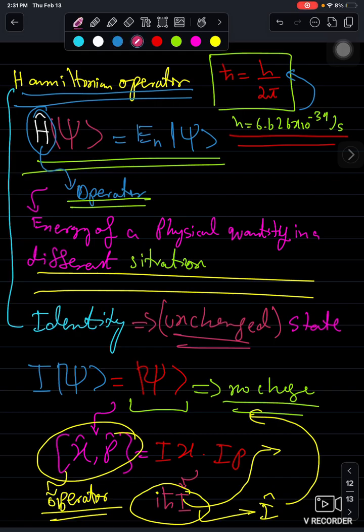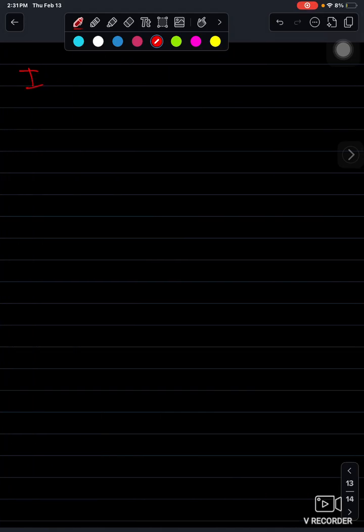If I want to write the equation of the identity operator, it is actually the summation over i of P of i. Now here, what is P? P is the projection operator.